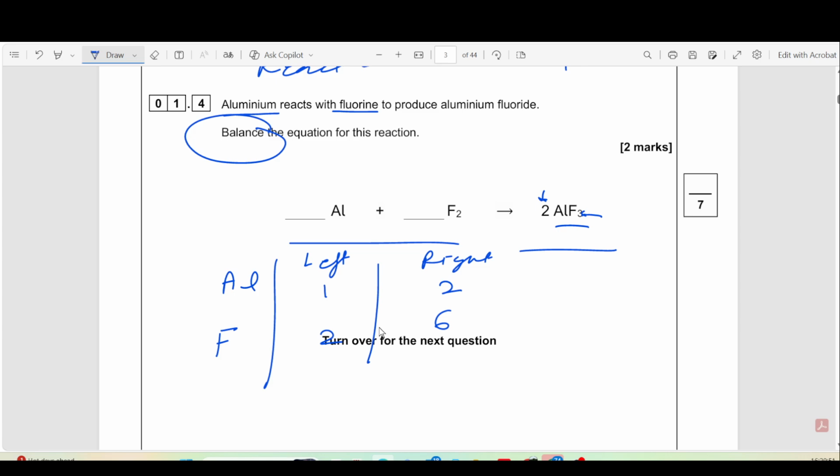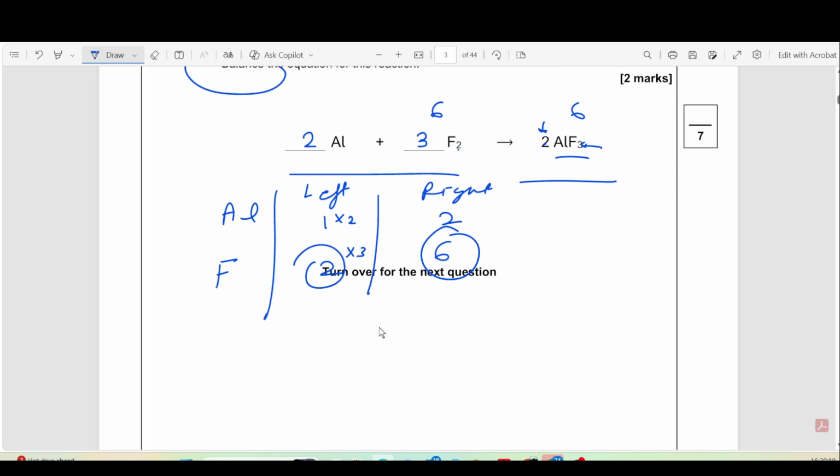So what we can do, if I multiply this with 2, I will make it 2, right? So on the left side I will put a 2. Now we have balanced aluminium, right? Now if you check fluorine, how can I get 6? If I have 2, I can multiply it with 3. 3 times 2 is 6. So I can put a 3 here. Now you can see 3 times 2 is 6 fluorine. So it is balanced because the number of atoms on each side is the same.